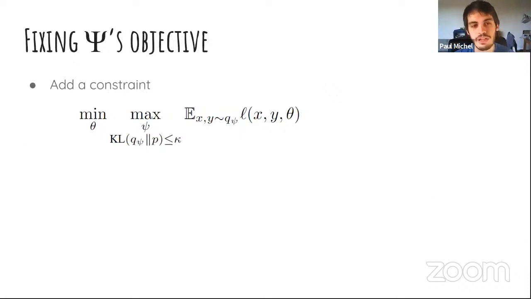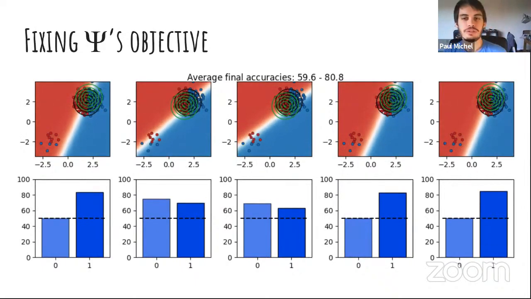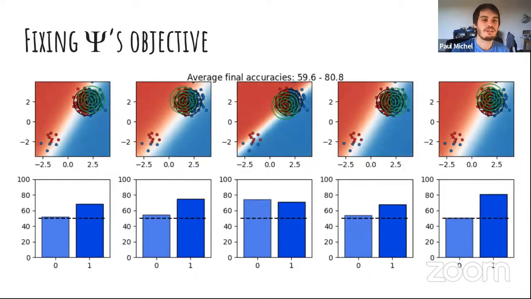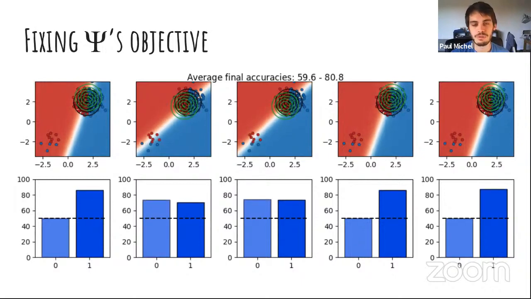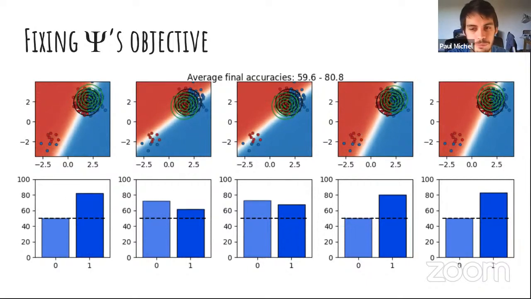So one thing we can do is add a constraint. One thing that's used often in DRO is the KL divergence constraint. This is actually pretty hard to enforce in practice, but in this toy setting we're able to enforce it approximately. And you can see that now it looks like this. The adversary is not able to move too far away from its starting point. This sort of solves the problem in some cases, but not all.